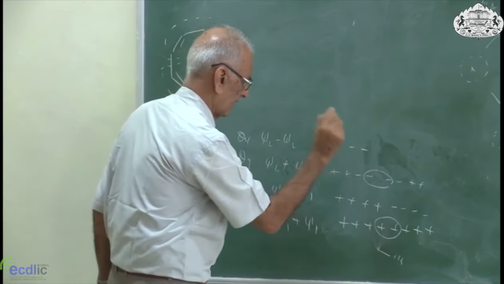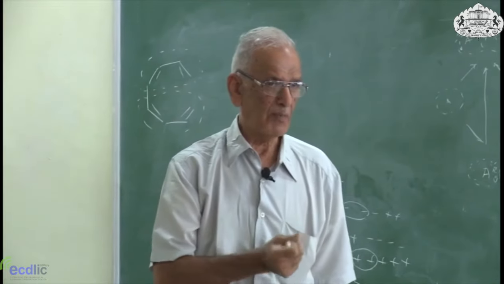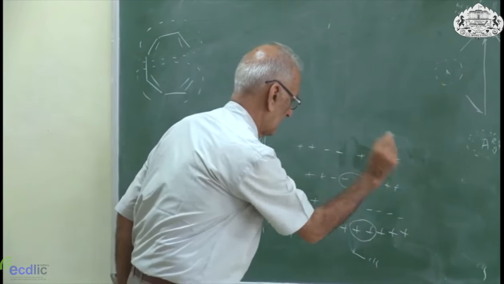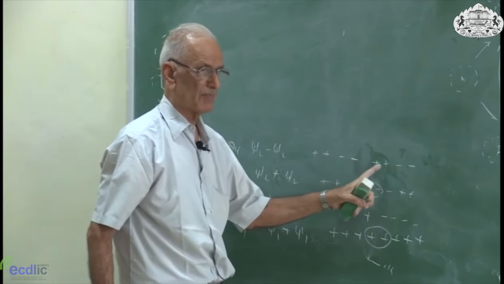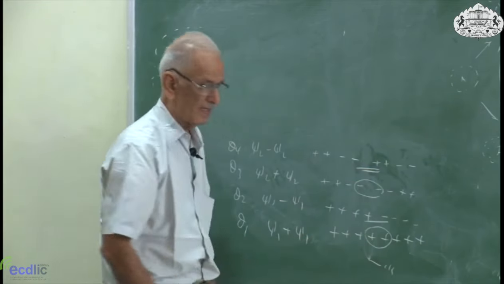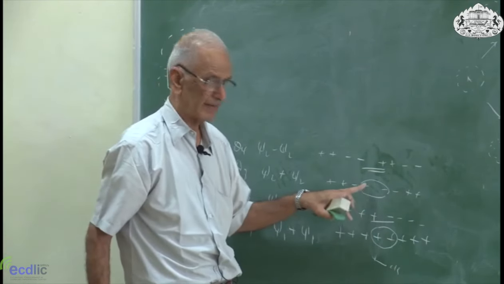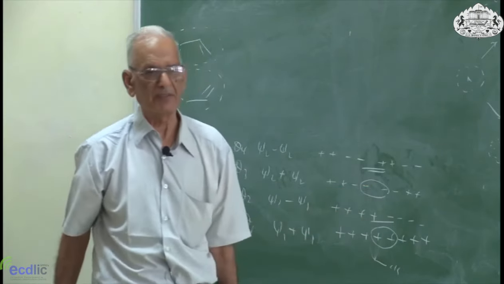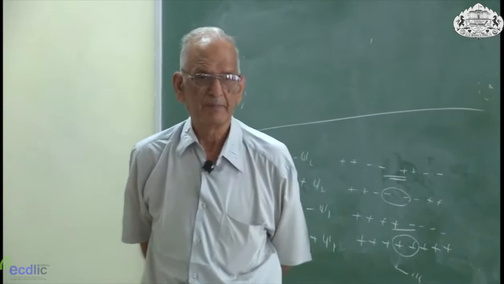Plus, plus, minus, minus. Now what? Middle orbitals have opposite sign. Therefore, this fellow must be plus. Plus, plus, minus, minus, plus, plus, minus, minus. When the sign is positive, middle orbitals have the same sign. When the sign is negative, middle orbitals have opposite sign. So these are your four bonding orbitals.